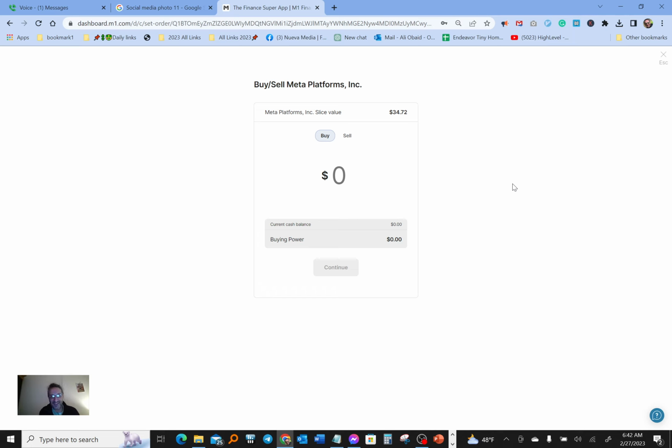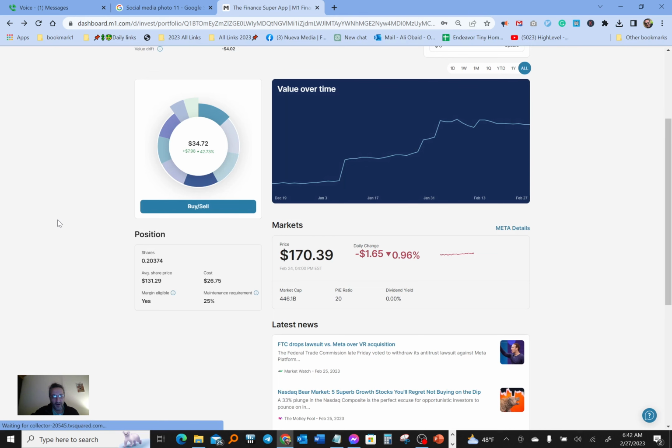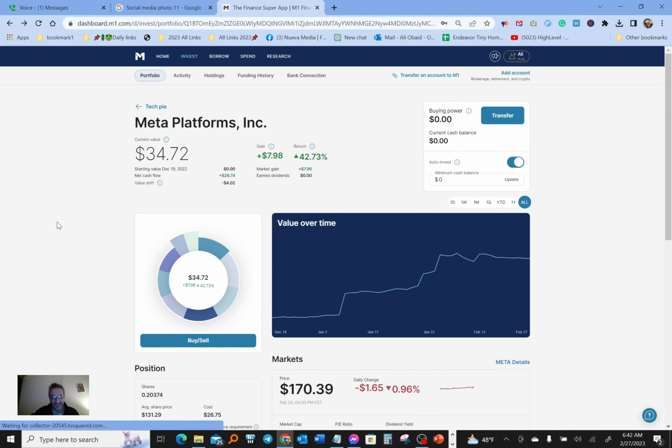M1 Finance is designed to buy and hold. It's an investing platform, not a trading platform. So most of the people that have an M1 Finance account are in it for the long haul, basically buy and hold. And that's what my plans are too, to buy and hold. But in the event that you want to trade, that's where it's done.